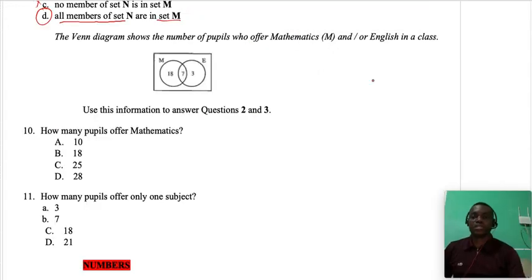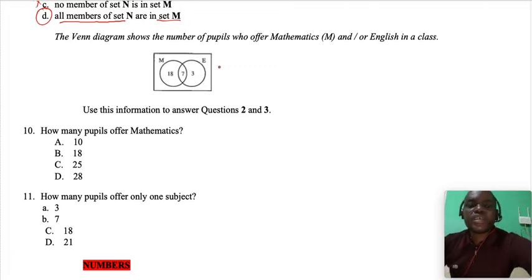Okay, so let's continue with our questions. We're on question 10. We have a Venn diagram, and M represents maths, E represents English language. So what we need to do is to follow the Venn diagram and answer our questions.